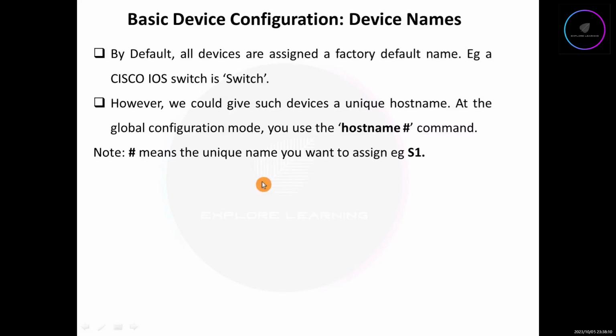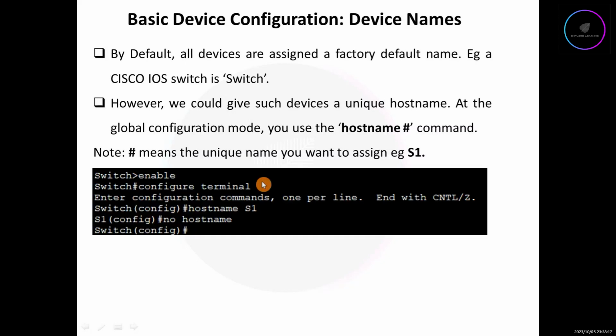Note, hash means the unique name you want to assign, e.g. S1. Now, this is a snippet of how the code looks like. Now you have the user exec mode of the switch. You gain access into the privilege exec mode using the enable command. And then from the privilege exec mode, you use the configure terminal command to gain access into the global configuration mode of the switch, where you can change the name of the switch.